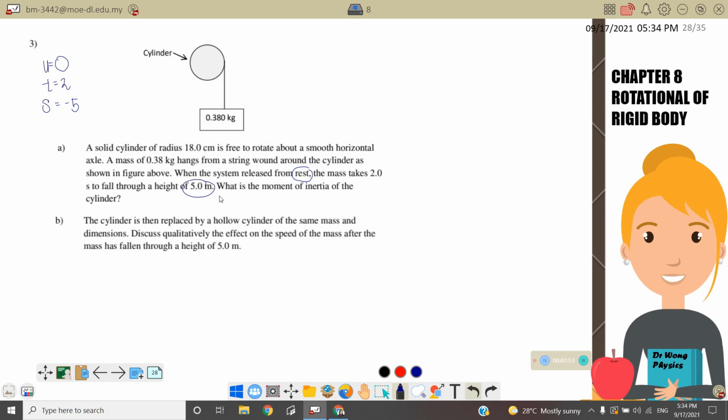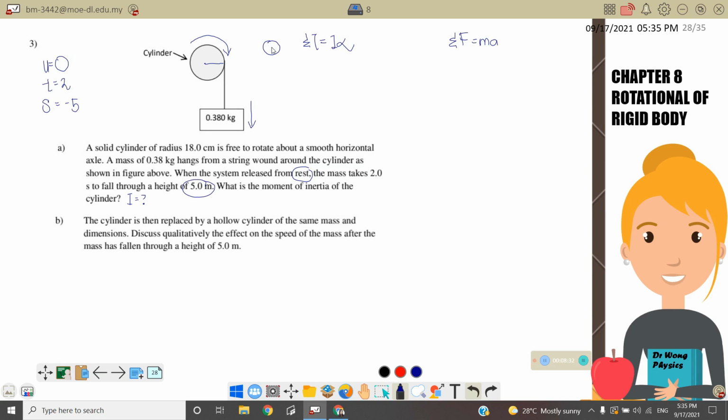So what is the moment of inertia of the cylinder? We want to find I. For this case, similar to question number 2, this cylinder is experiencing a net torque. It's rotating, and this object is moving downward. So we use Newton's second law, where the first one for rotating is net torque equals I alpha, and the second equation is F net equals ma. So this is for linear motion.